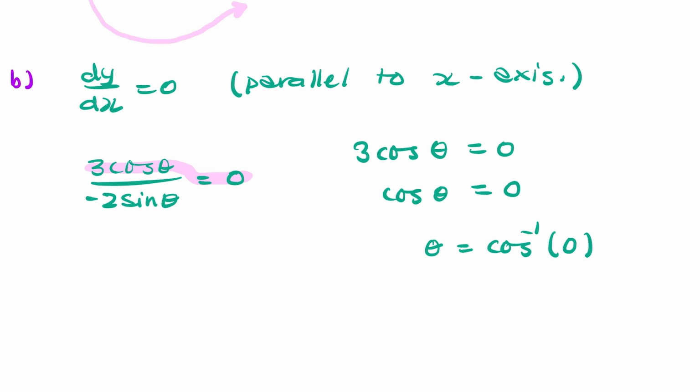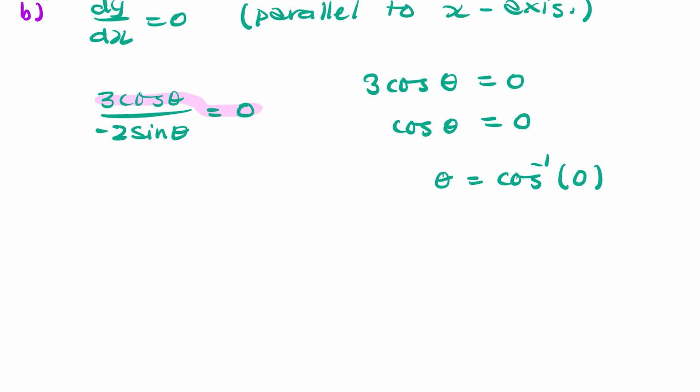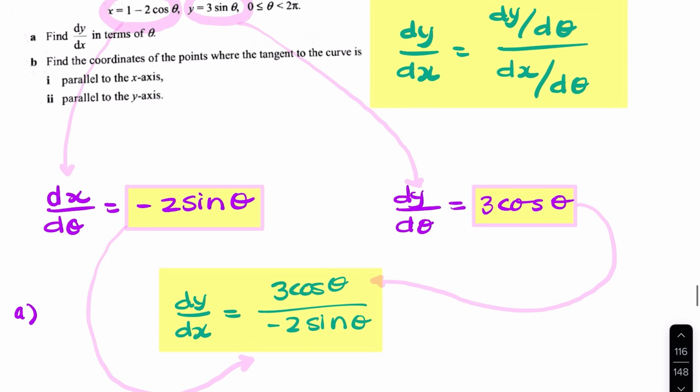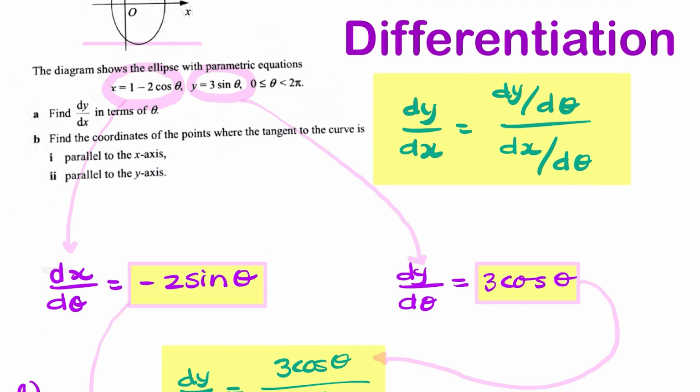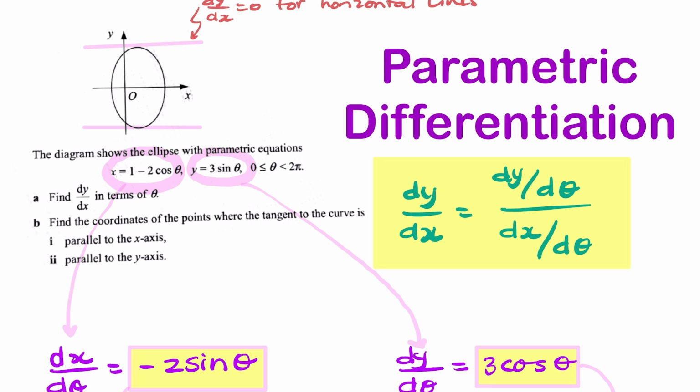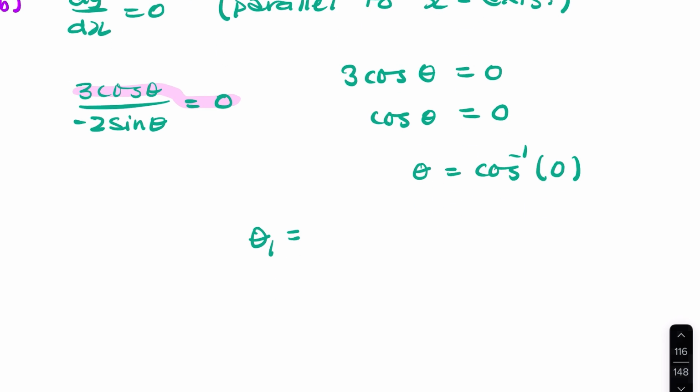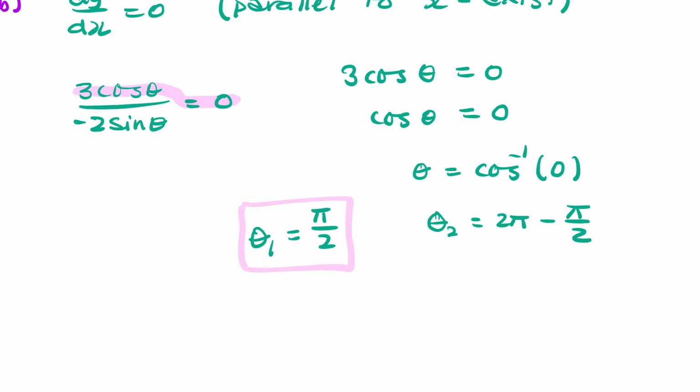Now, when is cosine 0, or what's the inverse cosine of 0? You can use your calculator for this, but make sure your calculator is in radians. Whenever you have parametric equations involving theta, these polar plots are always in radians, and they've told us that theta is between 0 and 2 pi. So the inverse cosine of 0 is pi over 2. So that's your first solution. Your second solution will be 2 pi minus pi over 2, because you've got a cosine. So these are your two solutions.